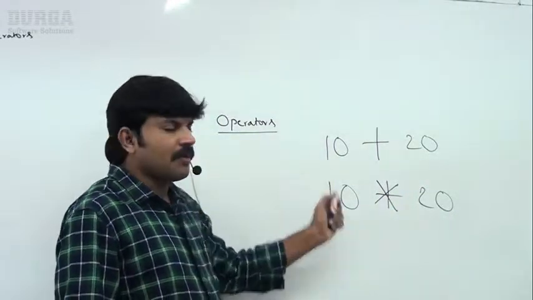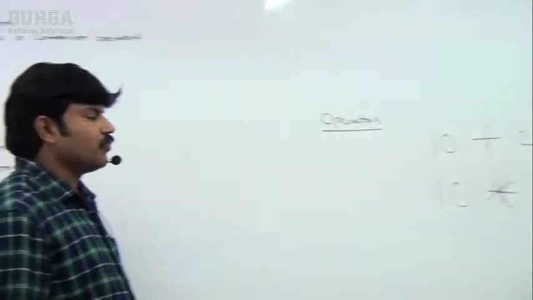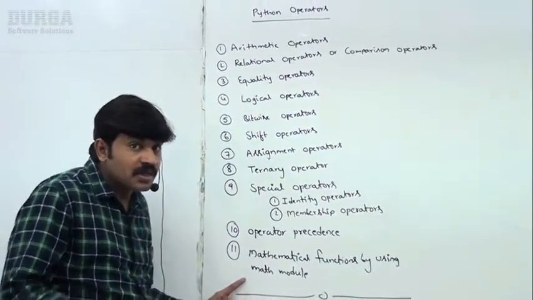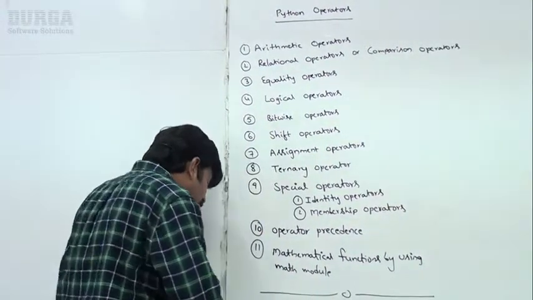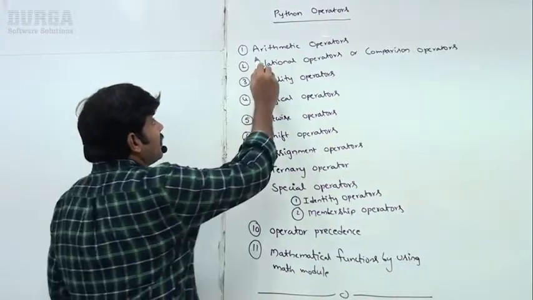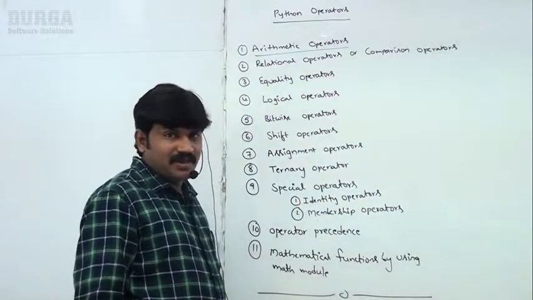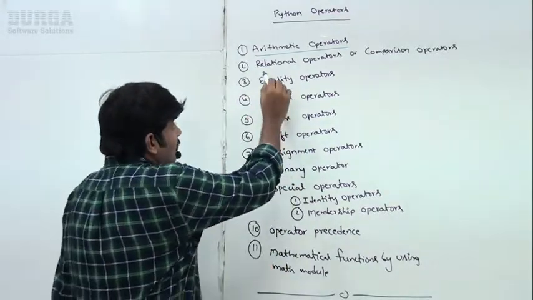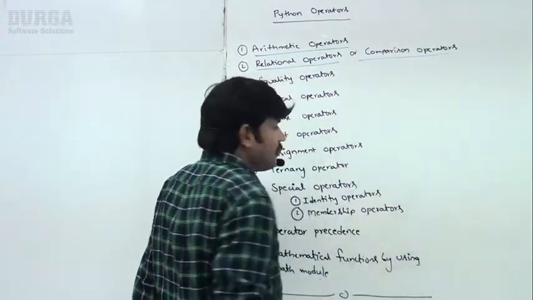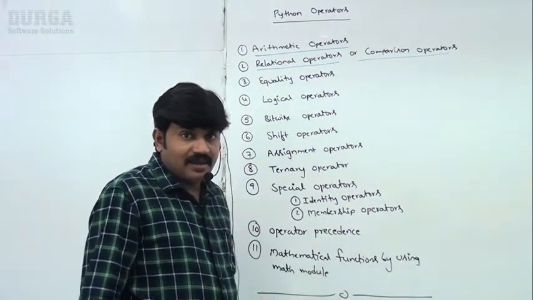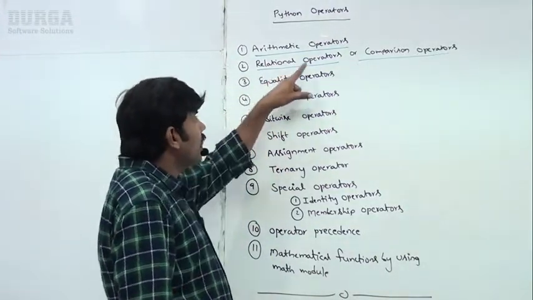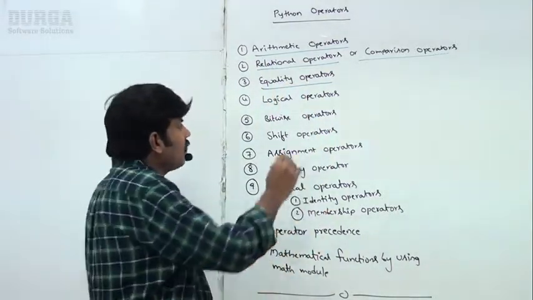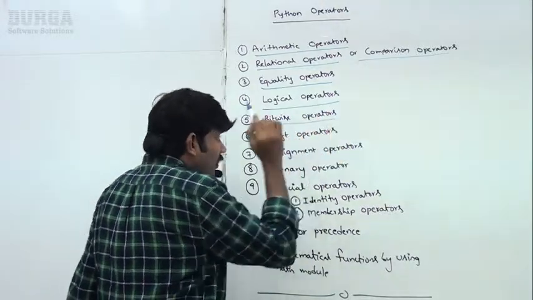Next, related to this operators concept, what topics do we have to discuss? What is our agenda? Observe: these are the 11 topics I am going to discuss related to Python operators. What is the first topic? Arithmetic operators: plus operation, minus operation, multiplication. Next, relational operators or comparison operators: greater than or equal to, less than or equal to. And then equality operators: equal, double equal, not equal. Then logical operators, bitwise operators.